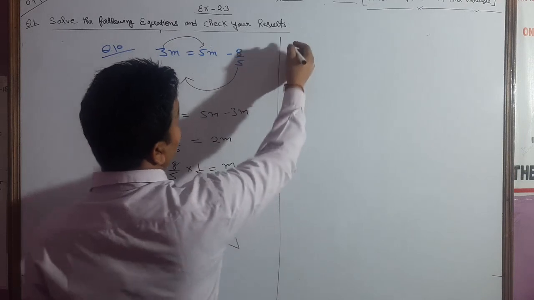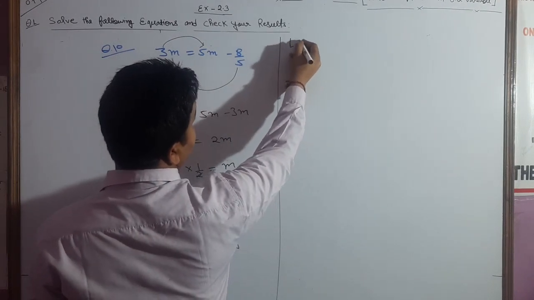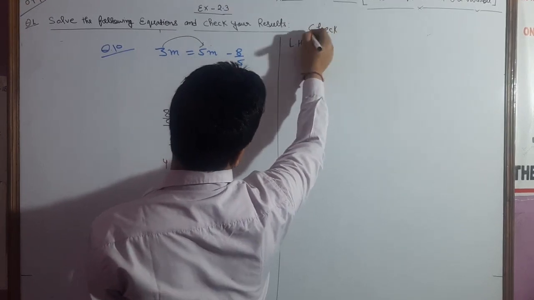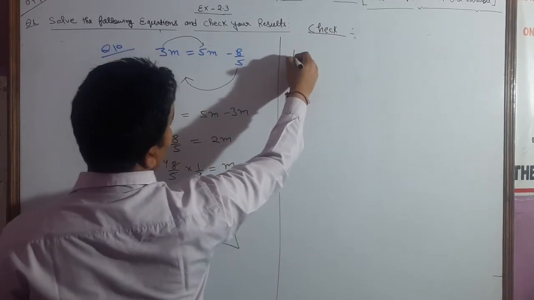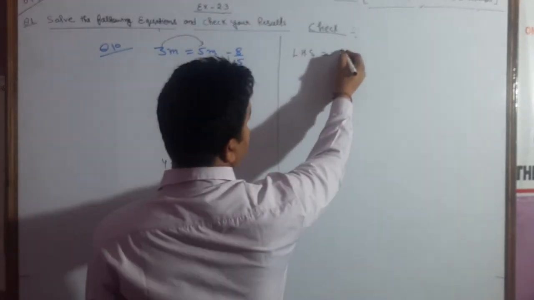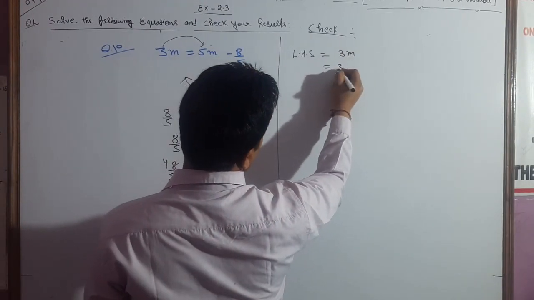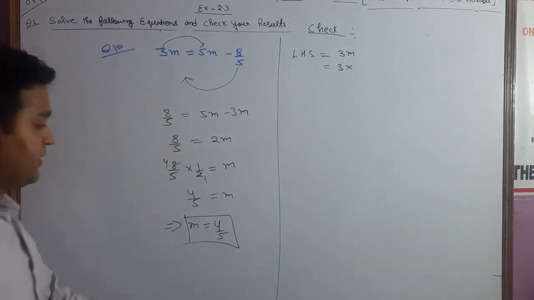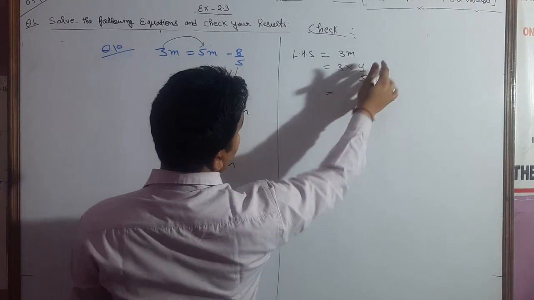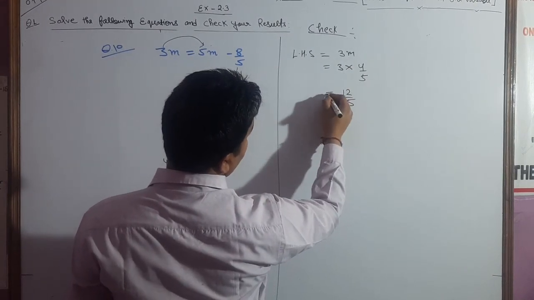So first you have to write the left hand side. First check whether your answer is right or wrong. So first you take the left hand side. What is your left hand side here? 3m. Just put 3m here. 3 into the value of m, which is 4 by 5. Just put 4 by 5 here. And 3 4s are 12 upon 5. It is your left hand side.